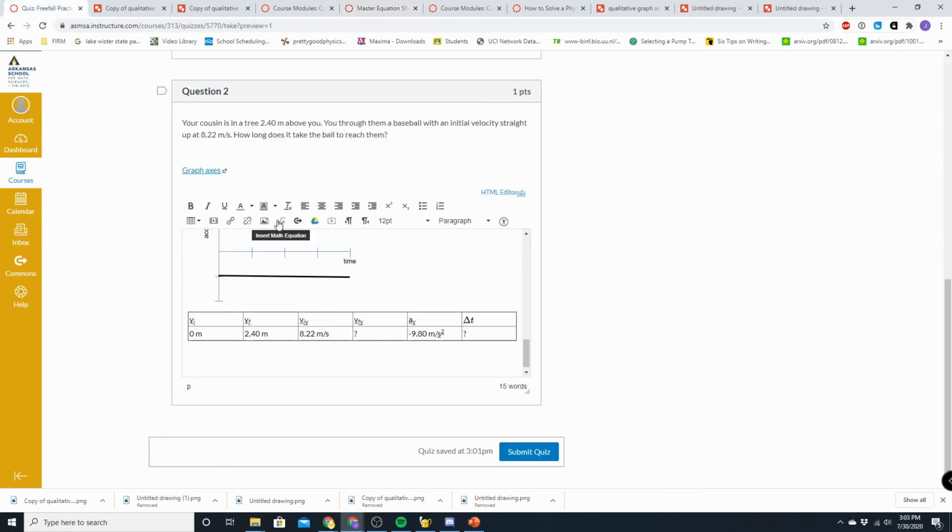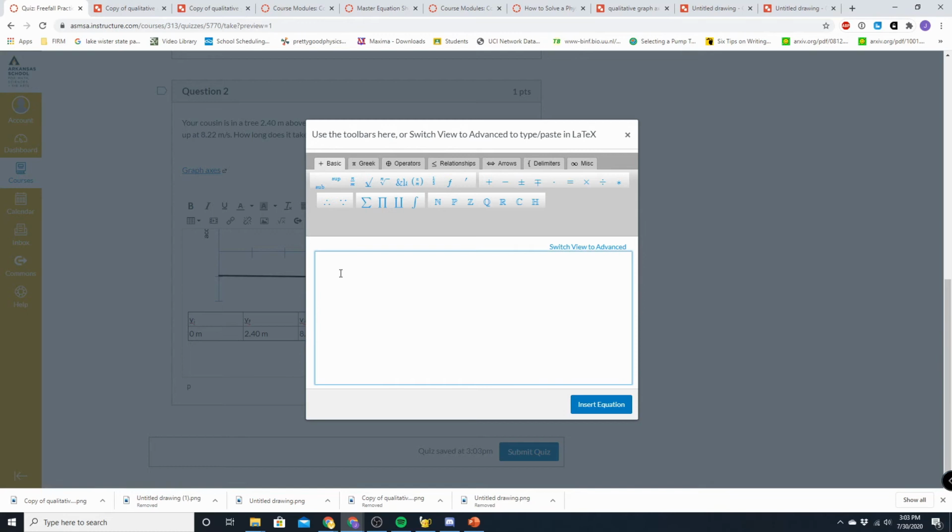So, the equation is yi is equal to yf. I know it looks weird, but it'll figure itself out in a second. Plus viy times delta t plus 1/2 times ay times delta t squared.